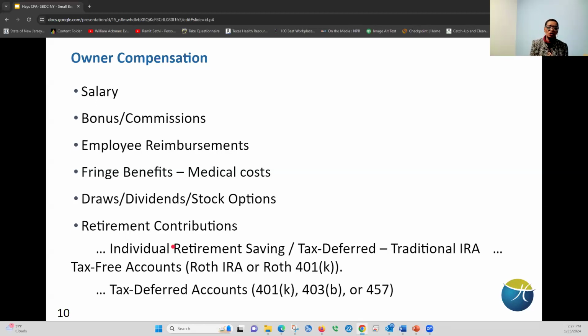So now we are going to move on to owners' compensation. This is something that a lot of small business owners always want to know: how do I get paid? I'm running this business, when do I get money out of the business? How do I get money out of the business? You can get paid in a bunch of different ways. It's not just necessarily getting a paycheck. Yes, a paycheck is one way that you can get paid.